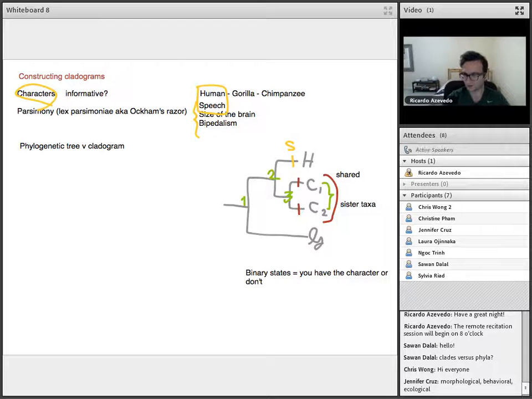Right. So when we talk about a character, let's say it's having a bright plumage, in the simplistic scenario, you either have it or you don't have it. Because it's an introduction to constructing a phylogenetic tree, we are not going to have a gradient of characteristics. It's just going to be you have a character or you don't. And in the case of characters, you share characters.